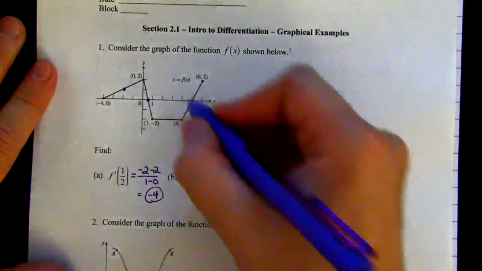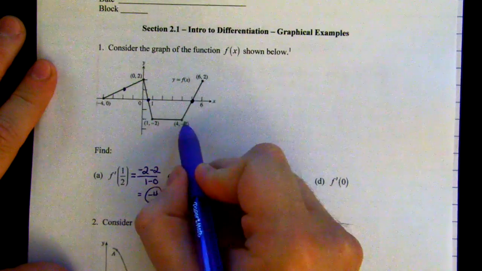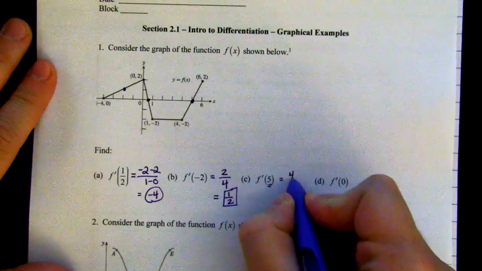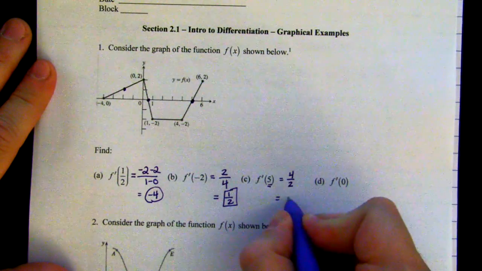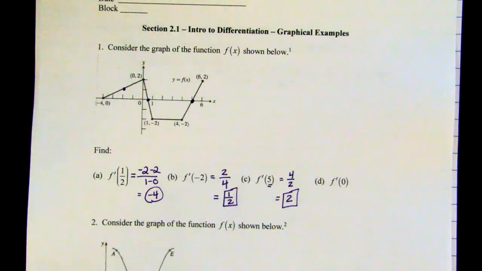Okay, so f prime of 5, I want to find the slope of this piece over here. Looks like a rise of 4 and a run of 2. I think our derivative at x equals 5 should be 2. One more for you to try. How about f prime of 0?